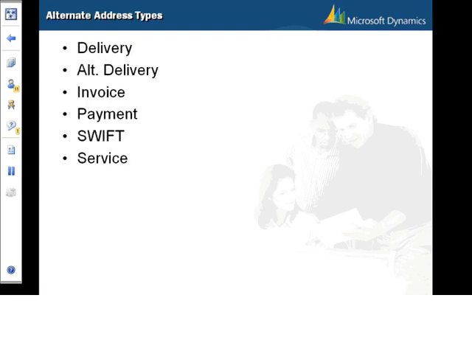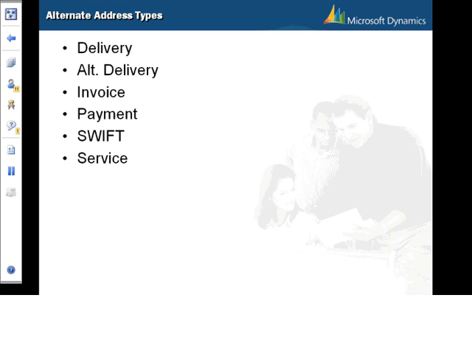So, alternative addressing. Most companies have more than one address, for example, bill-to address, ship-to address, payment address, service address, warehouse, or storage location. Alternative addresses are created from the company information form by clicking the Alt Address button. Address types are used to designate when the alternative address is used in the system.